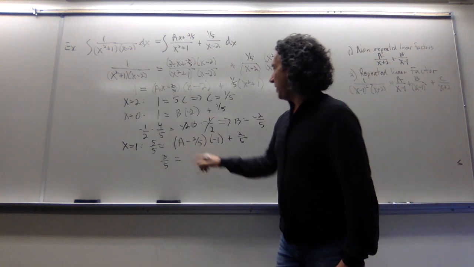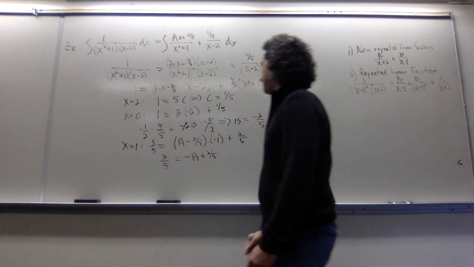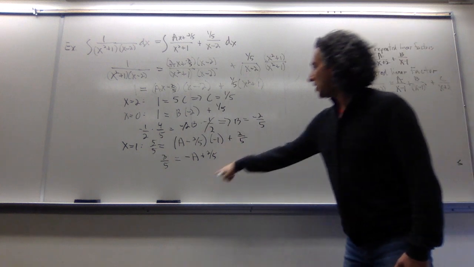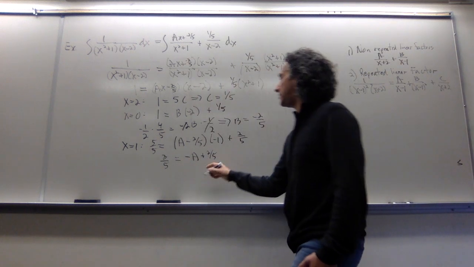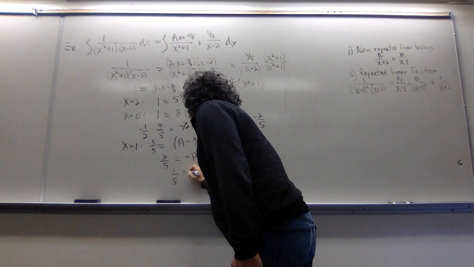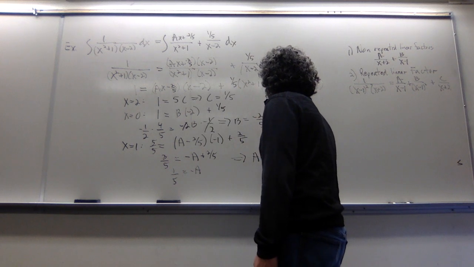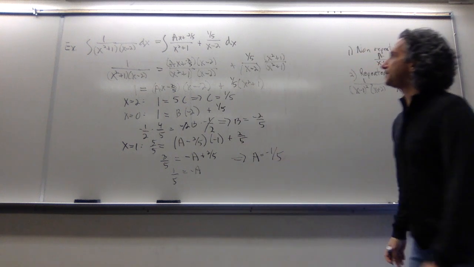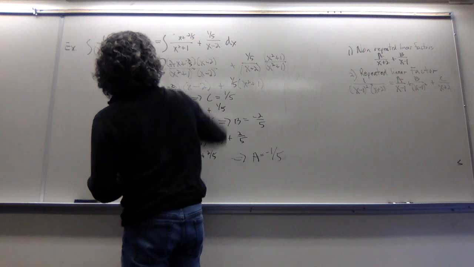Now let me multiply through by -1 to get negative a plus 2/5. Subtracting 2/5 from both sides, 3/5 minus 2/5 is 1/5. That's equal to minus a. So I guess a is equal to minus 1/5. All right, so let me put this up here.